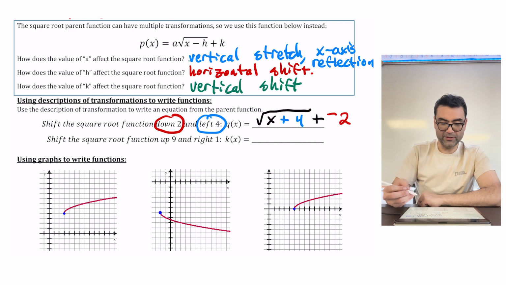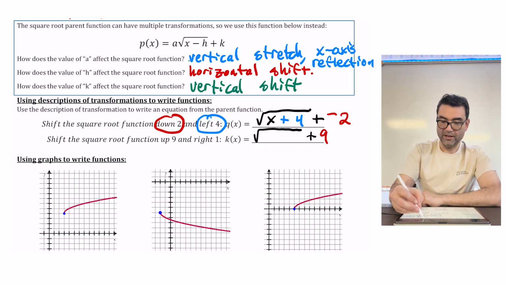Okay, the next one says to shift the square root function up 9 and right 1. Okay, to make it move up 9, we're going to add 9. And to make it move right 1, it would be x, and it would be -1.